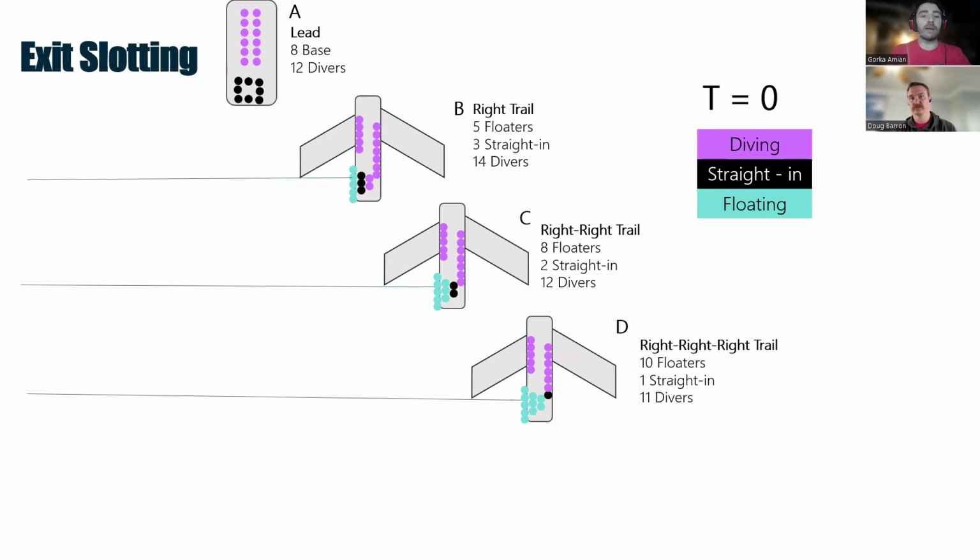So person number 8, for instance, could be floating or diving depending on which aircraft they're on, because B is a lot closer to the lead aircraft than D is. D is a lot lower, so it is likely that D8 would be floating, whereas B8 will have a more straight shot. Okay? Now, as Doug has mentioned, that is just the plan.